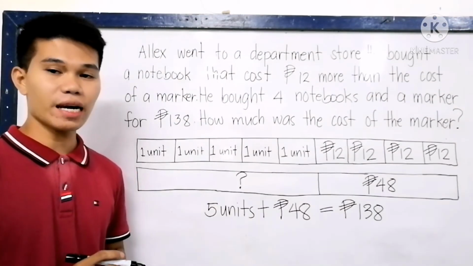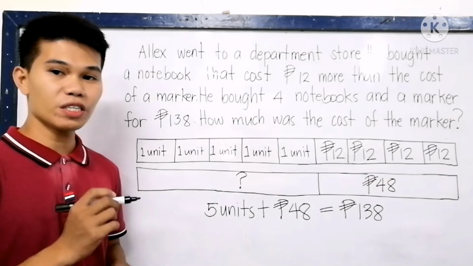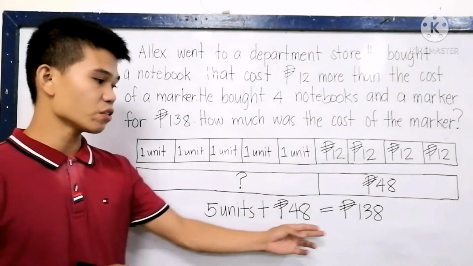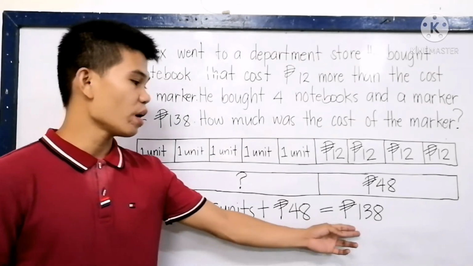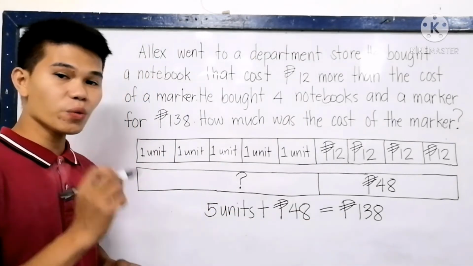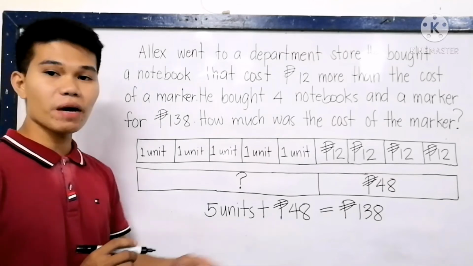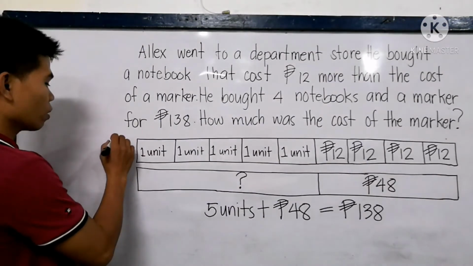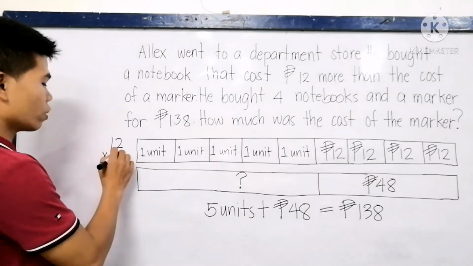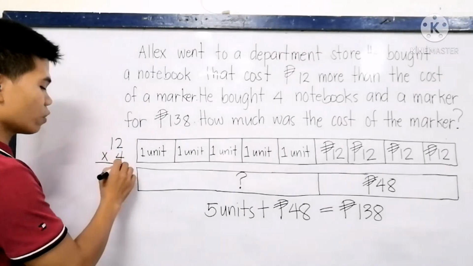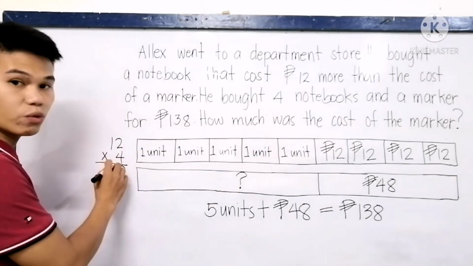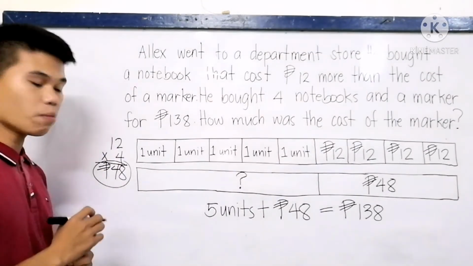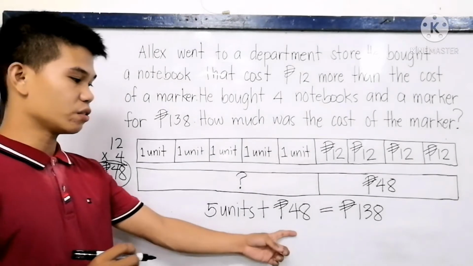Now, we can represent the marker and notebooks using one model. As you can see, we have 5 units plus 48 pesos is equal to 138 pesos. So how do we get 48 pesos? 48 pesos is the total amount of 4 notebooks. So meaning to say, we're going to multiply 12 by 4. So 2 times 4 is equal to 8, and 1 times 4 is equal to 4. So therefore, the amount is 48 pesos.